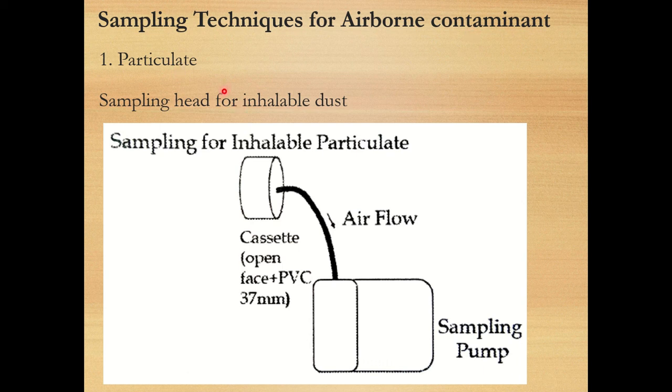Okay, this one is the sampling head for inhalable dust. Inhalable dust is dust of a size up to 100 micrometers. So we will use the cassette as a holder. Inside the cassette we have a PVC filter with a size of, for example, 37 millimeter, and the air will go through this cassette and filter, move through this tube and go out through the sampling pump.